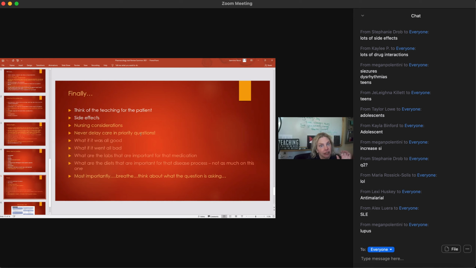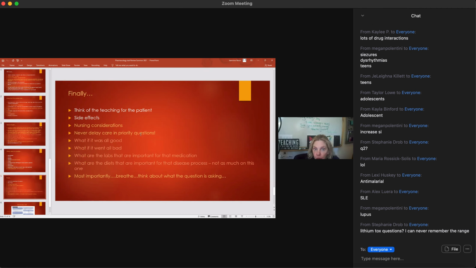Labs. Certain medications have lots of labs. Certain medications have no labs that are important. That's something I'm trying to get you guys to look at a little bit. That's a nursing consideration. So that's what you'll see if you go back to your pharm notes. The ones that have labs that are important, they're in there with the nursing consideration. There's not as much as this on there, but there are a few drugs that it matters with. Not even as much as the last time. But really think about what the question's asking.